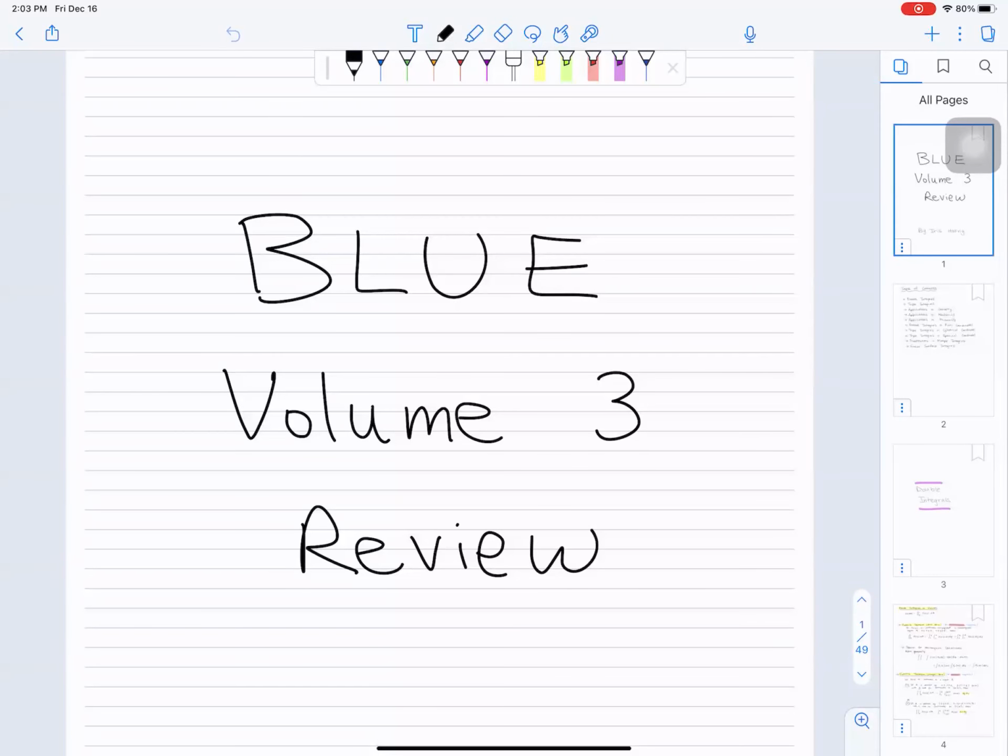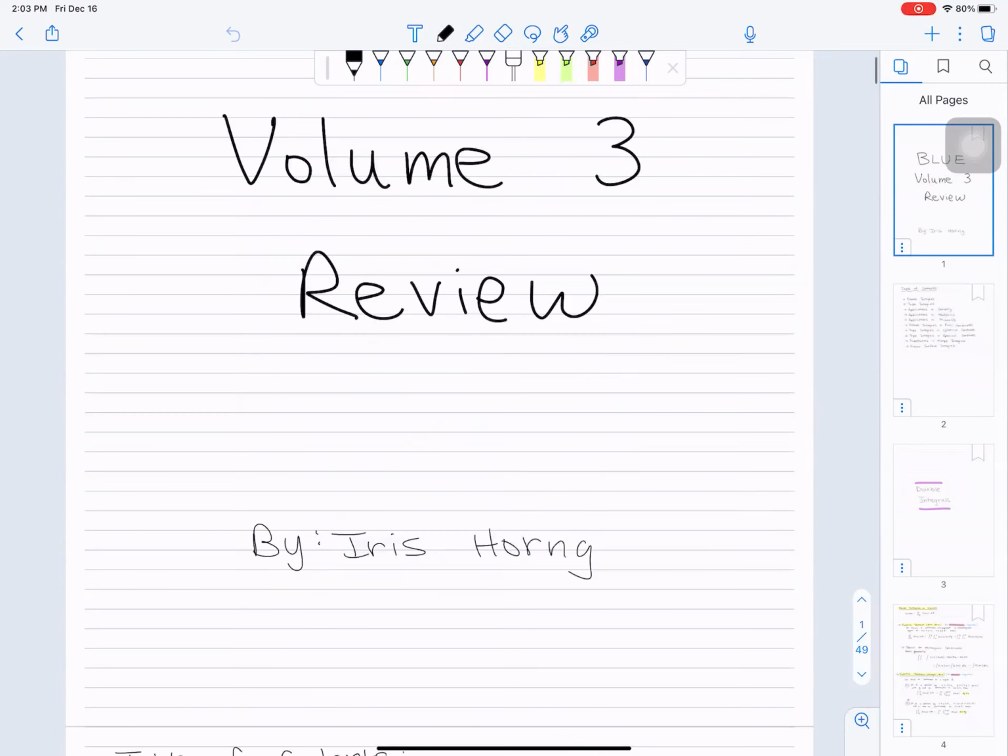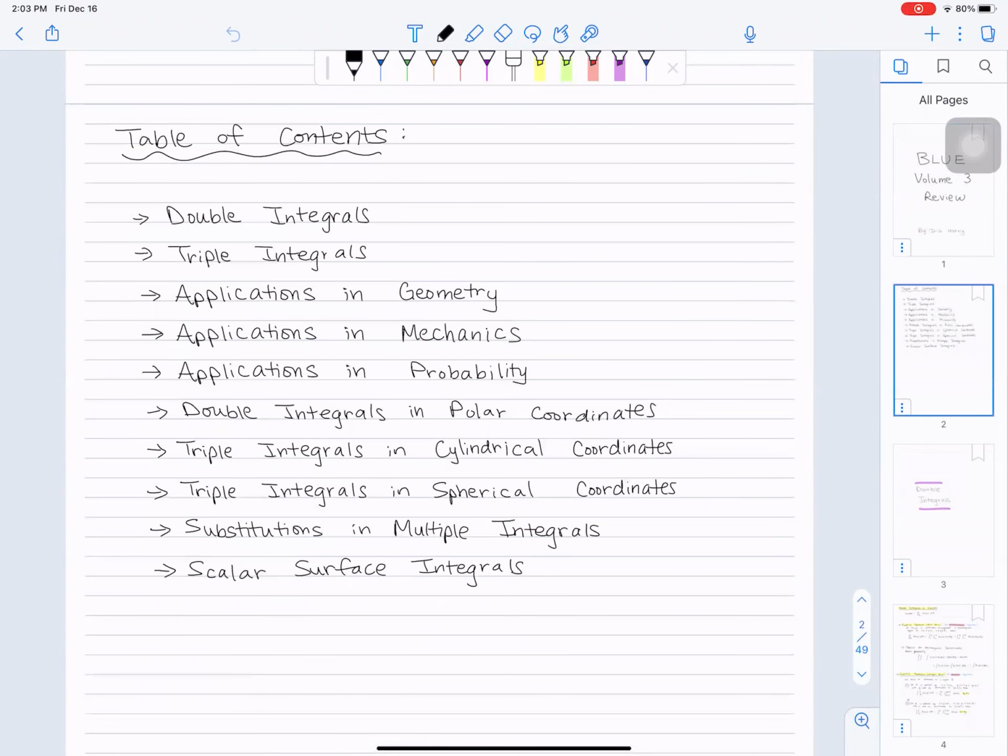Okay, so this is the Blue Volume 3 review session, and I will also go over Volume 4 after this. Here's just a quick table of contents for our Calculus Blue Volume 3. Everything that we did included double integrals, triple integrals, all those different applications, and of course substitutions and surface integrals.